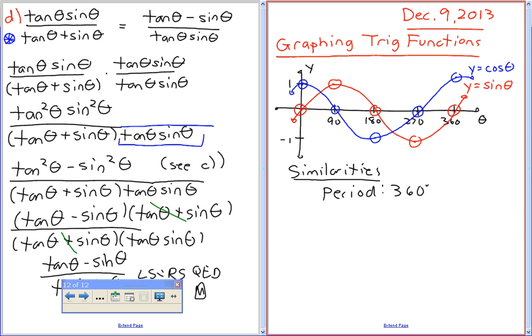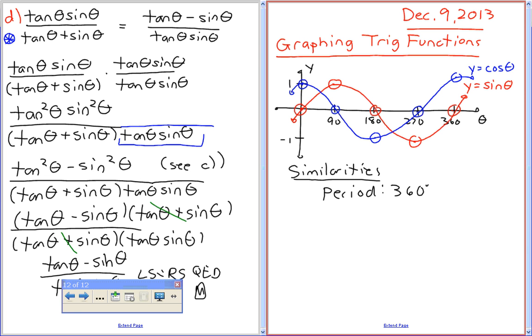360. If you remember from looking through your textbook over the last week, the period is from when the graphs repeat. If you take a look at this, the graph is going to start here, and it's going to repeat again at 360. The blue graph is going to start here and repeat again at 360. They both have a period of 360.